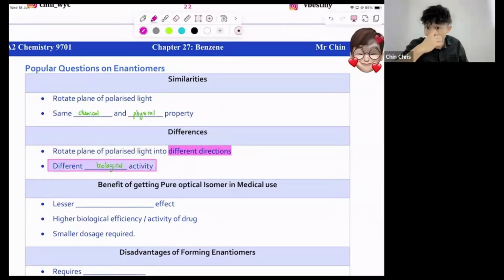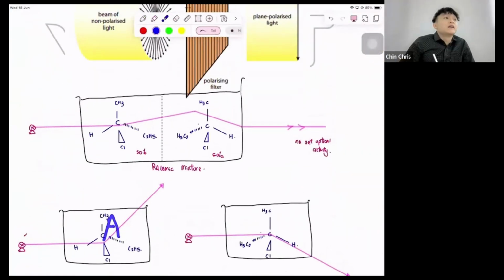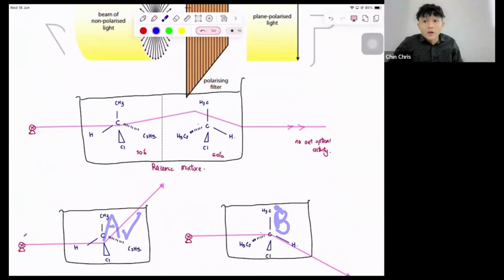Alright guys, what do you mean by biological activity? Most of these substances or enantiomers can be used in skincare, in medicine, or as food additives. So when you consume enantiomer A, it will heal your body. But when you consume enantiomer B, it will destroy the cell. So it has different biological activity.